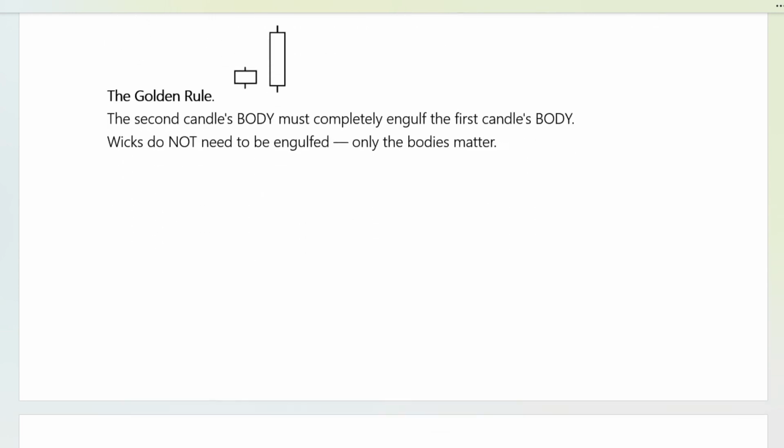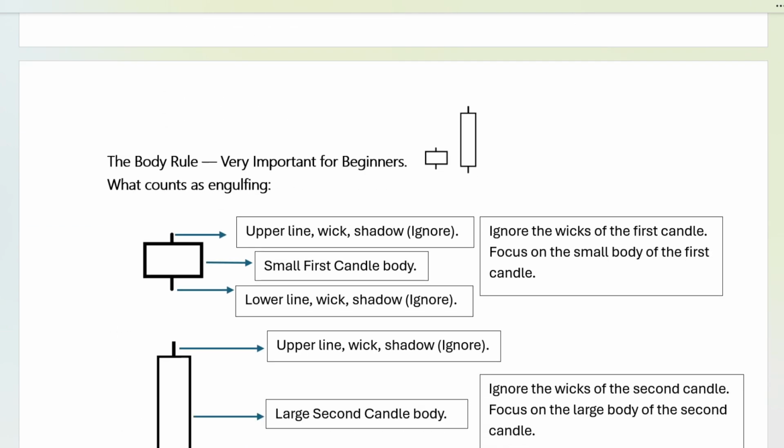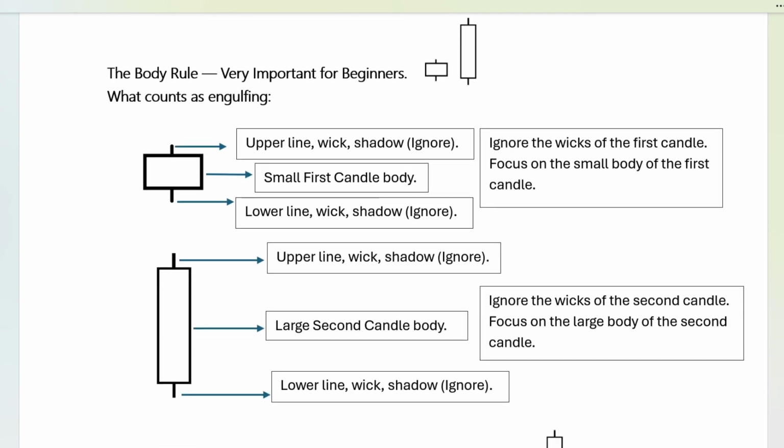The golden rule. The second candle's body must completely engulf the first candle's body. Wicks do not need to be engulfed, only the bodies matter. The body rule, very important for beginners. What counts as engulfing? Ignore the wicks of the first candle.